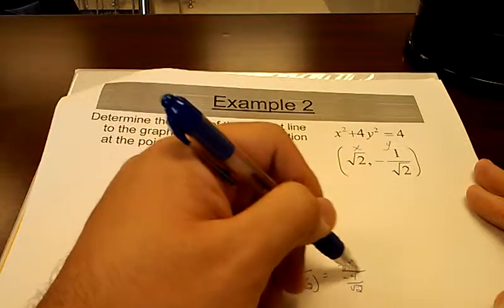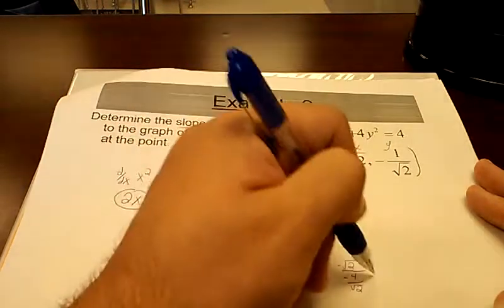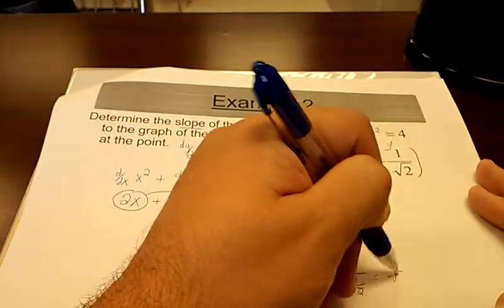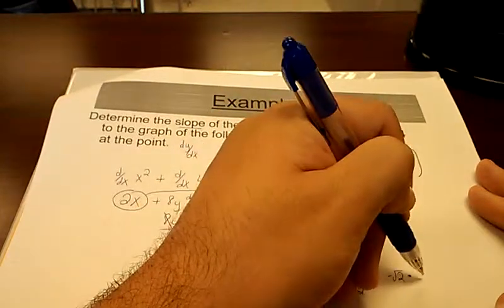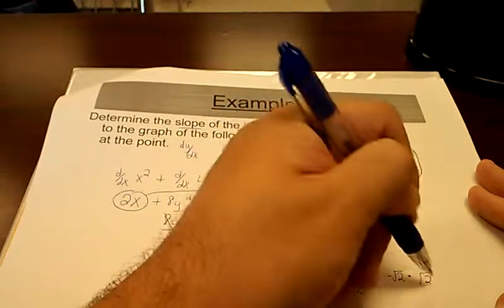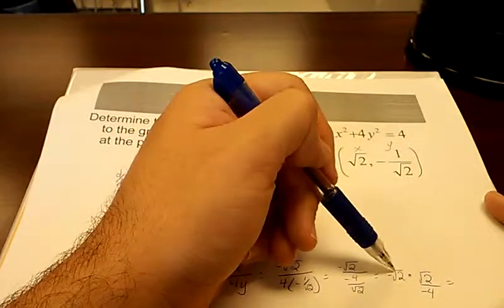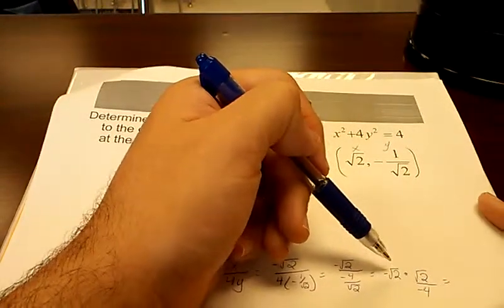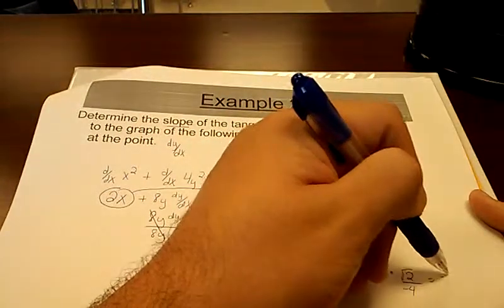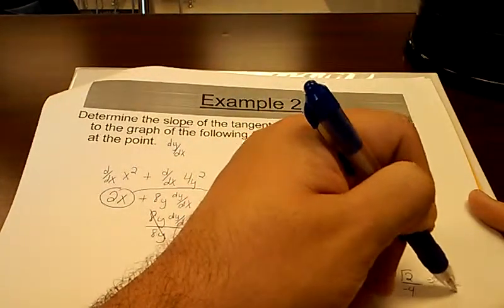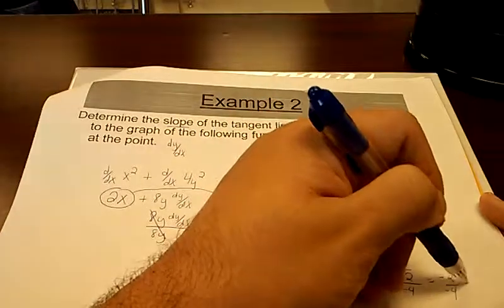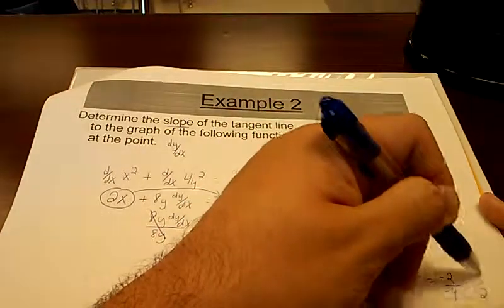Stay the same, change this to multiplication, and then flip this fraction. So I'm going to have negative square root of 2 times, flip this, square root of 2 over negative 4. The square root of 2 times negative square root of 2 would be negative 2 over negative 4, which reduces to a positive 1/2.